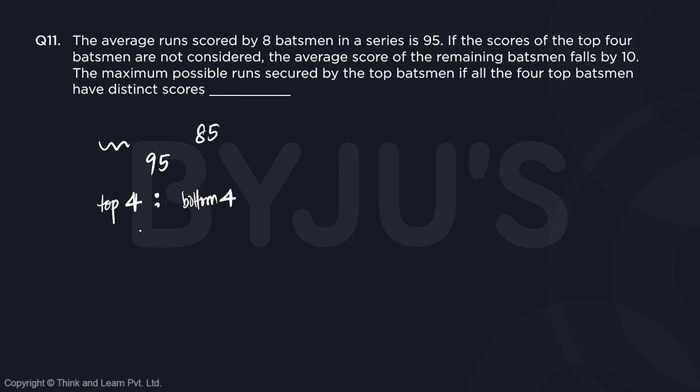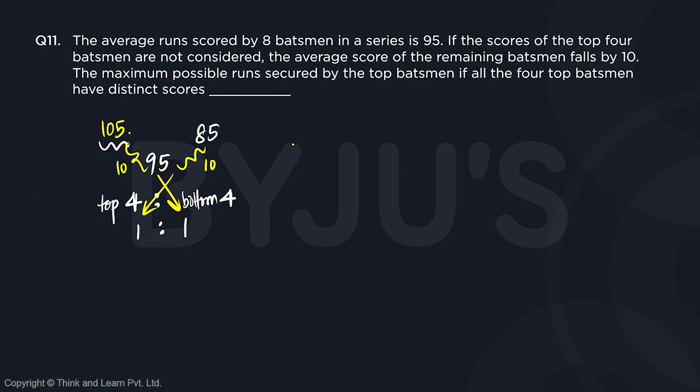So using alligation, we can say that this is in the ratio 1:1. So 85 and the missing number for the top 4 batsmen's average runs, their midpoint, should be 95. Whatever the gap is here, the same gap we are supposed to have here. Since the gap is that of 10 runs, this gap should be of 10 runs. This should end in 105 runs.